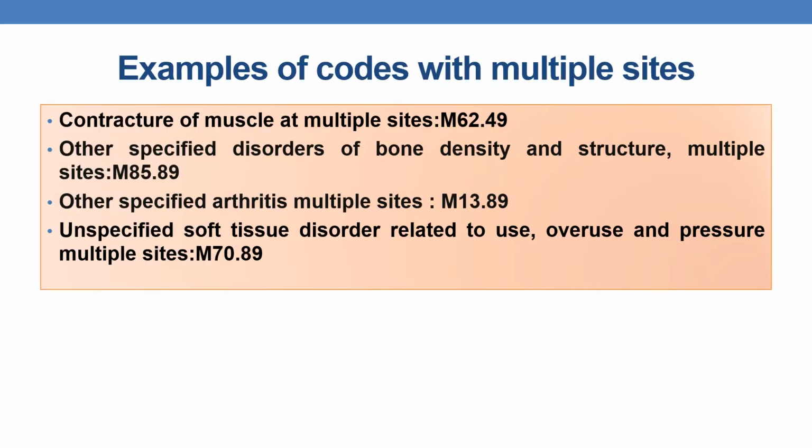Now some of the examples of codes with multiple sites are: contraction of muscle at multiple sites, you can see the code is M62.49; other specified disorders of bone density and structure, multiple sites, the code is M85.89; other specified arthritis, multiple sites, the code is M13.89, this is also a new addition; and unspecified soft tissue disorder related to use, overuse or pressure, multiple sites, the code is M70.89.